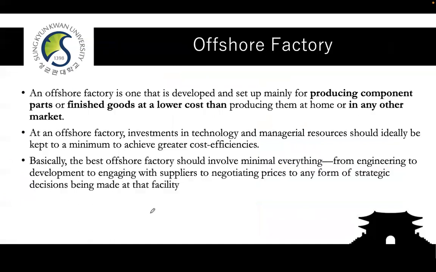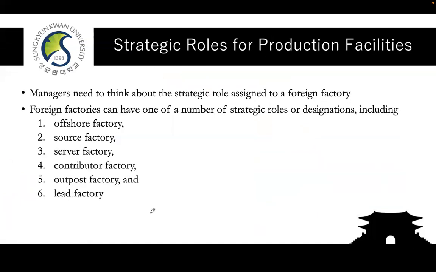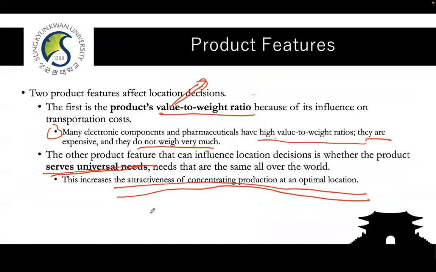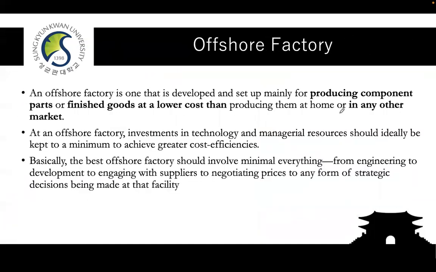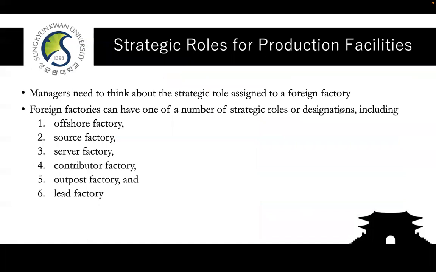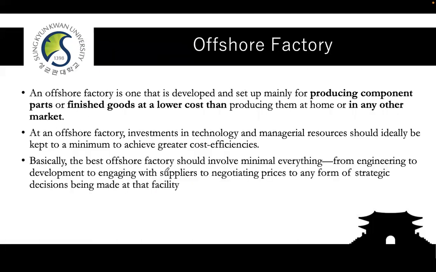All right, then the strategic roles of production facilities. Let's move to the strategic roles, like the third one here, under the production factors. Strategic roles for production facilities. We have many terminologies here: the offshore factory, source, server, contributor, outpost factory, and lead factory. I think you could read in detail by yourself as well. Just go through it quickly.